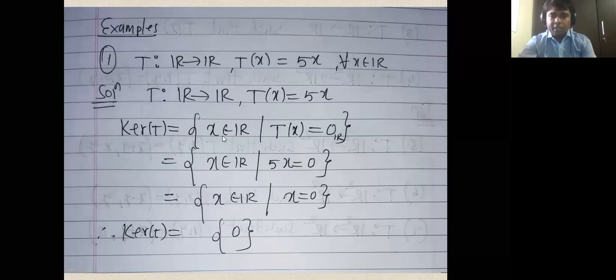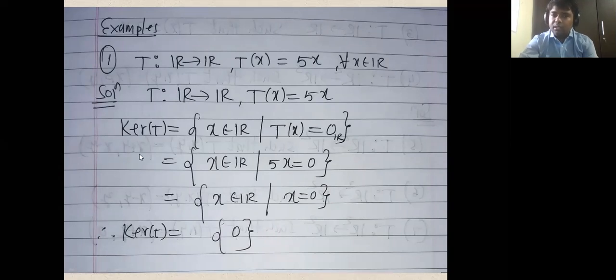So kernel T is equal to x belongs to R such that T of x is equal to 0 on this side, the codomain, 0 of R. Further, this is equal to x belongs to R such that T of x, what is T's definition? That is pi x. So pi x is equal to 0. This multiplication is equal to 0, meaning either the first component is equal to 0 or the second component is 0, but pi is not 0, so this x has to be 0. So x is equal to 0 means the kernel is only one value, that is kernel T is equal to the singleton 0.